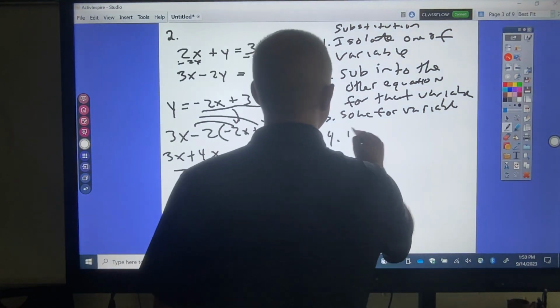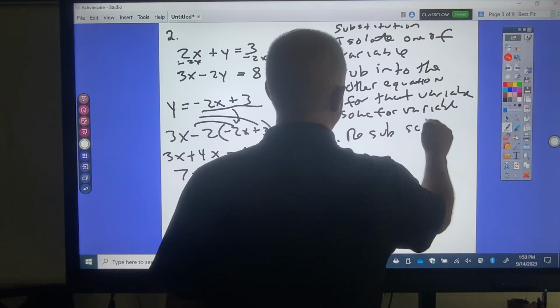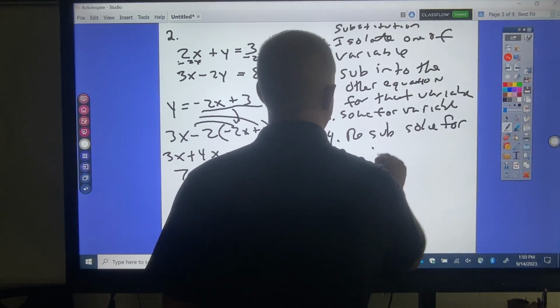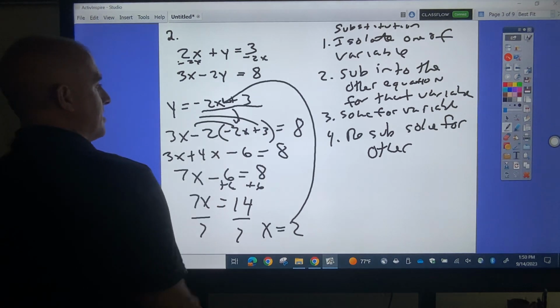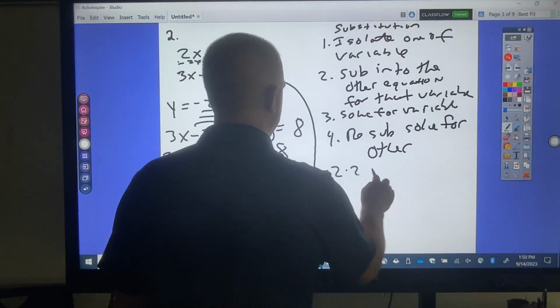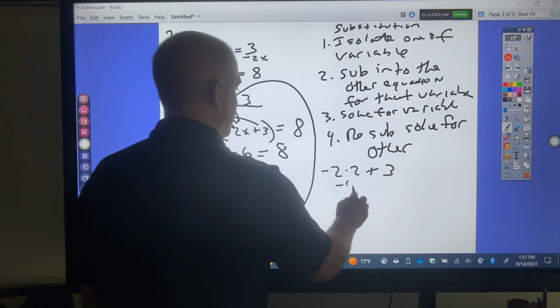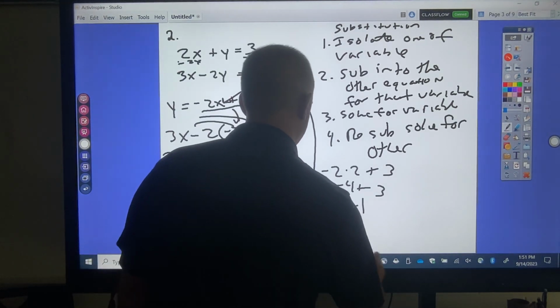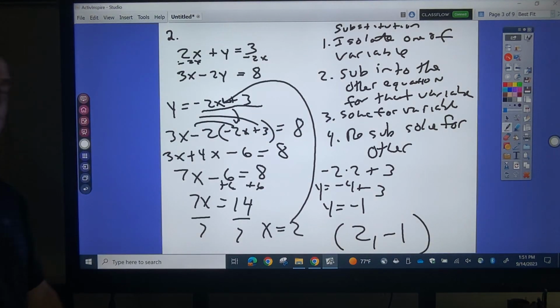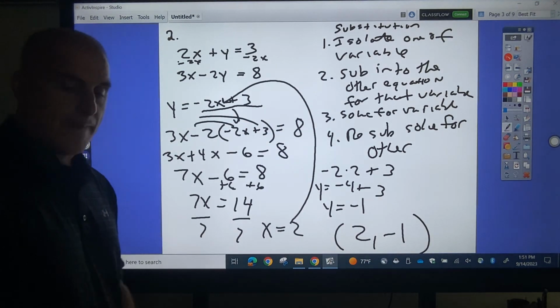Then what I want to do is re-substitute and solve for the other variable. So what am I going to substitute? Anything you want, but the easy part is to put that into there. So negative 2 times 2 plus 3, that's negative 4 plus 3, so y equals negative 1. So I got 2 and negative 1 for my answer. So you can do them both ways.